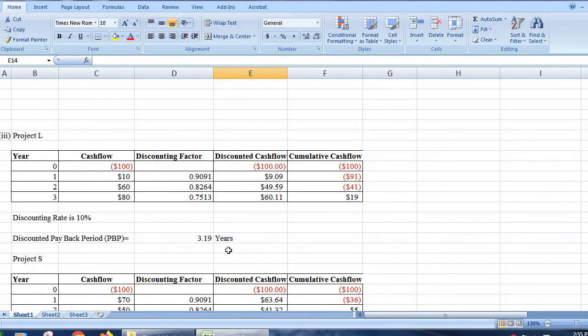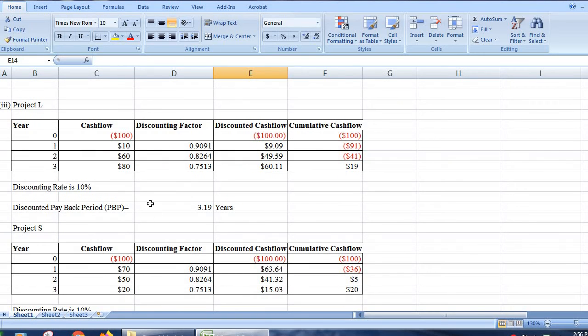Now we will calculate discounted payback for project L and project S. Firstly, solve the problem for project L and find the discounted cash flows. Let's calculate the discounted cash flows for project L. We can see the discount rate is 10% and the maximum acceptable payback is 2 years.